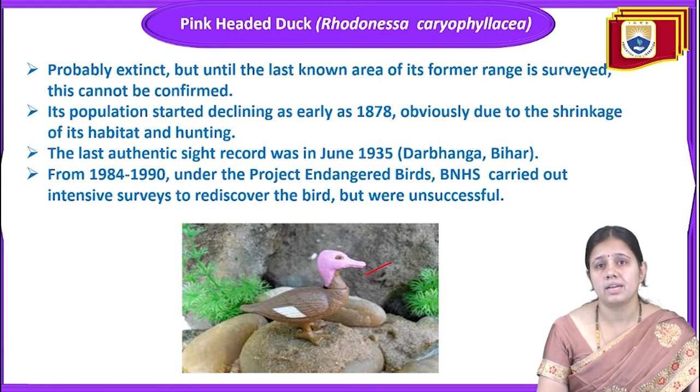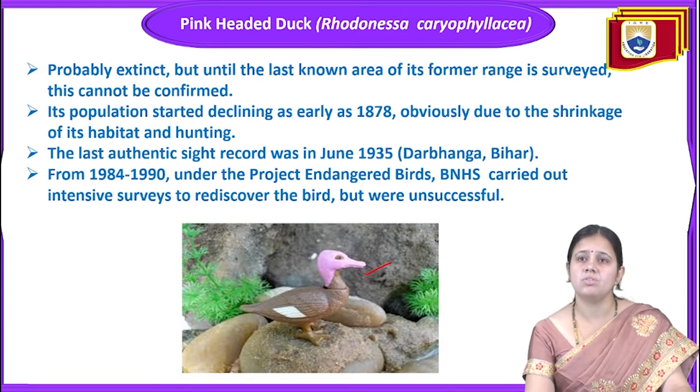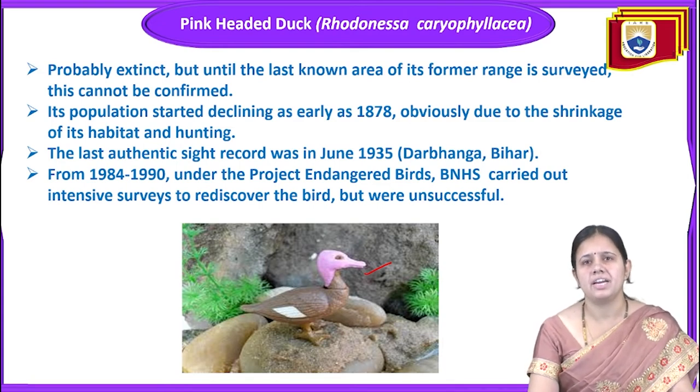Under the project Endangered Bird, the BNHS, Bombay Natural History Society, carried out intensive surveys to rediscover the bird, but they were unsuccessful for this pink-headed duck. So this duck also comes under the category of extinct species of India. Its scientific name is Rhodonessa caryophyllacea, and its population started declining early due to shrinkage of its habitat, habitat destruction, and hunting. What we have learned by studying all these species is that the major reasons for extinction are habitat destruction and hunting of the species.